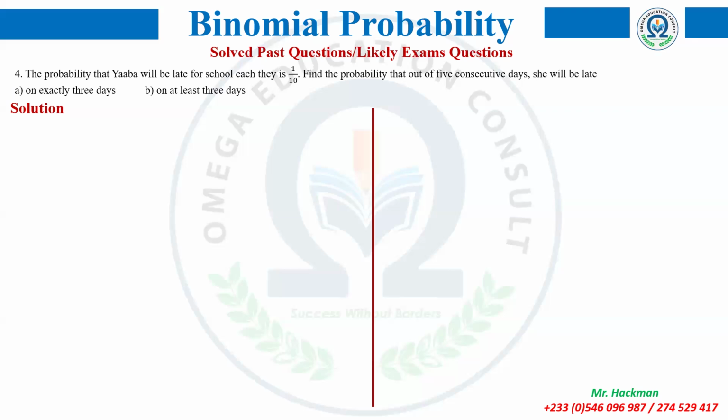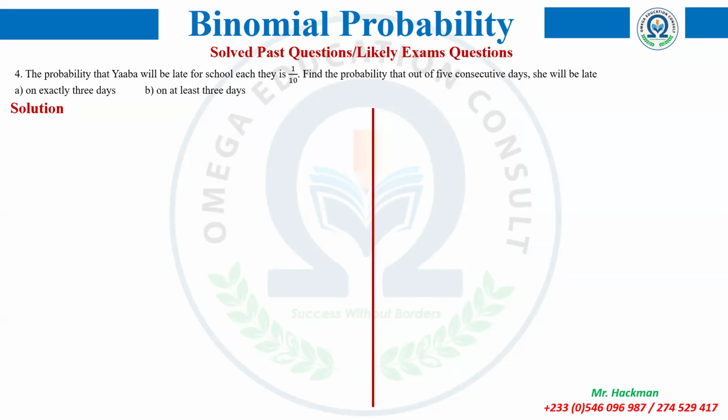It's either you are late or you are not late. So these will be the two possible outcomes. The probability that Yaba will be late, so you are looking at P of late. It means late is your outcome. You get the point? Some of these things come by experience. As you move on, you will know. So late, and not late, which will be the complement.